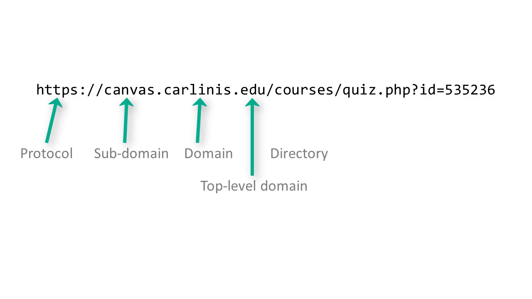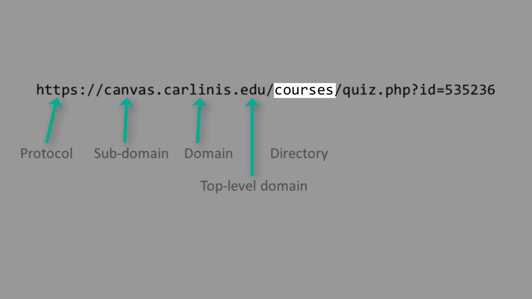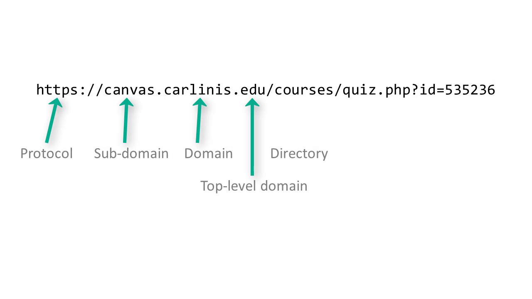Next is what is called the directory. You can think about this like folders that you use to organize your documents and pictures on your computer. It's a way of grouping similar files together.